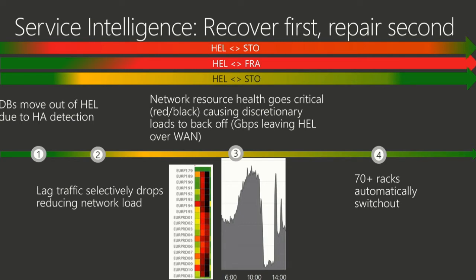So in this event that happened last month, the network resource went critical. Those are the red and black indicators on the graph there. And as a result, our discretionary workloads that listen to this monitor push traffic back off. So that graph is our gigabits per second leaving Helsinki, and you see that dip right after 10 o'clock.